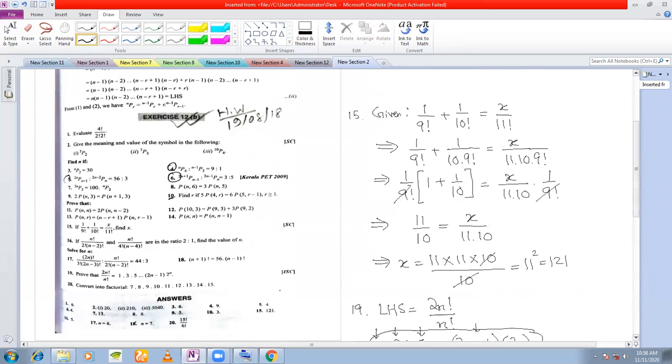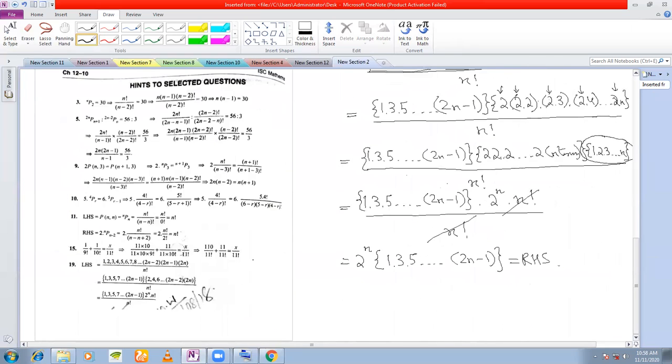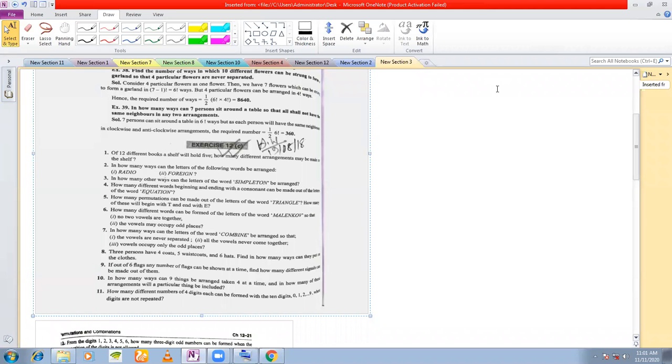Okay, let us now move on to the practical problems or the applied problems on permutations. Let us start with a very simple example of restricted permutation.